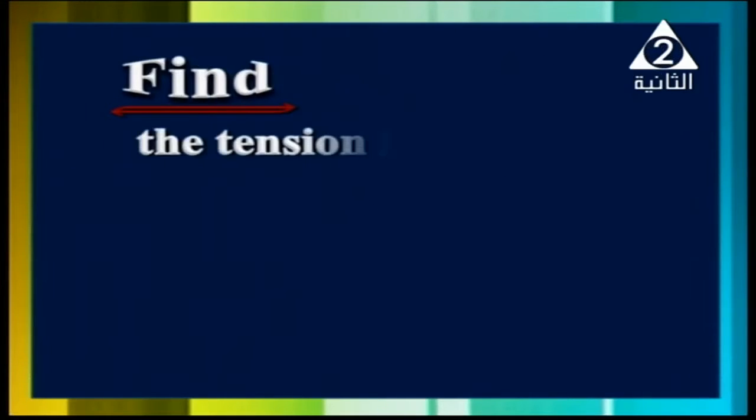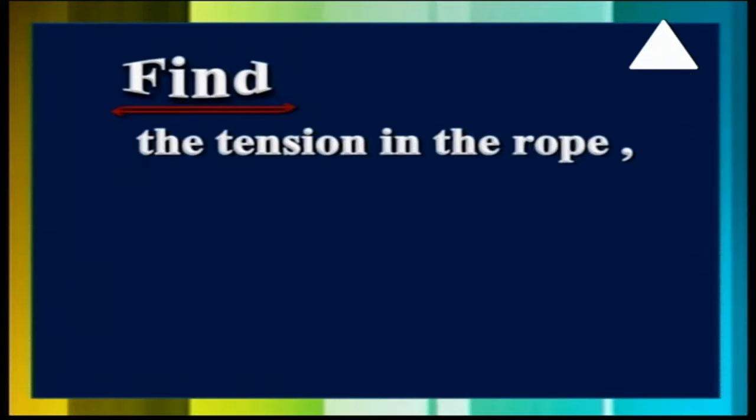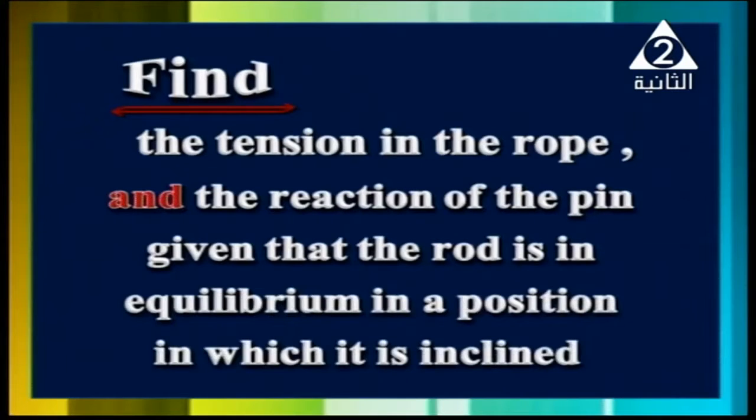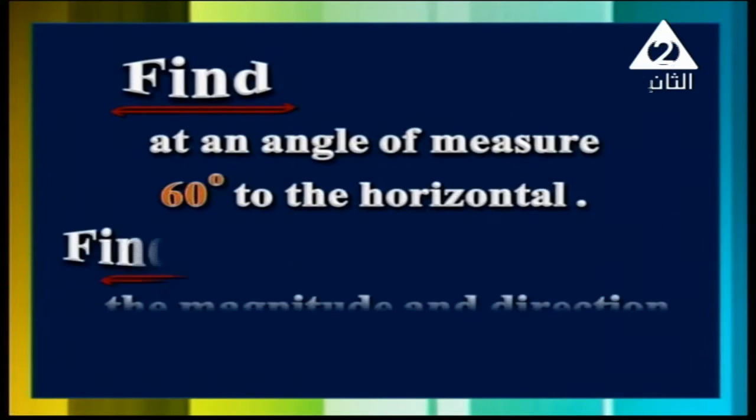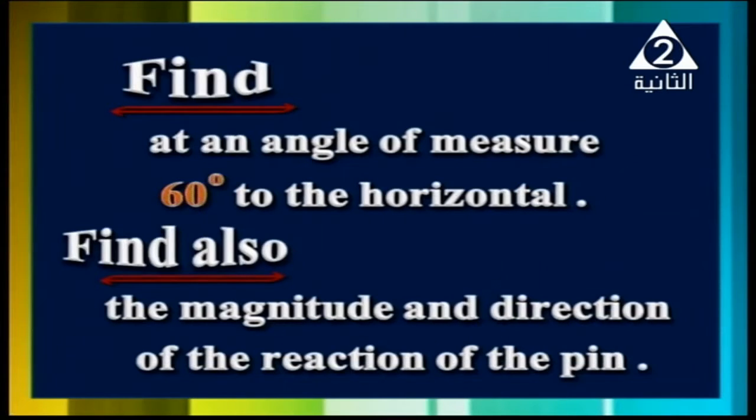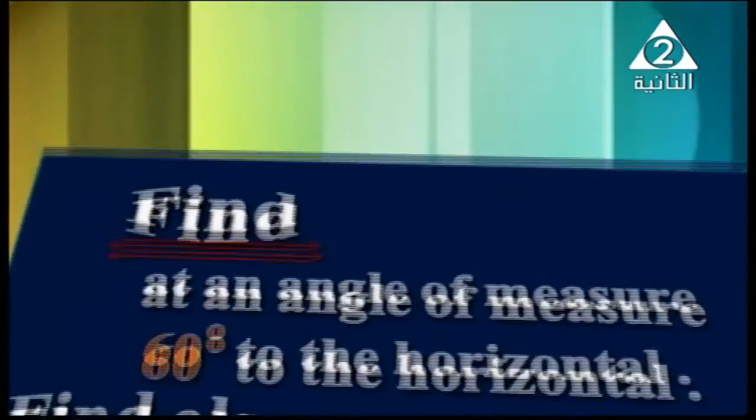What is required? Find the tension in the rope and the reaction of the pin, given that the rod is in equilibrium in a position in which it is inclined at an angle of measure 60 degrees to the horizontal. Find also the magnitude and direction of the reaction of the pin. Look at the solution.